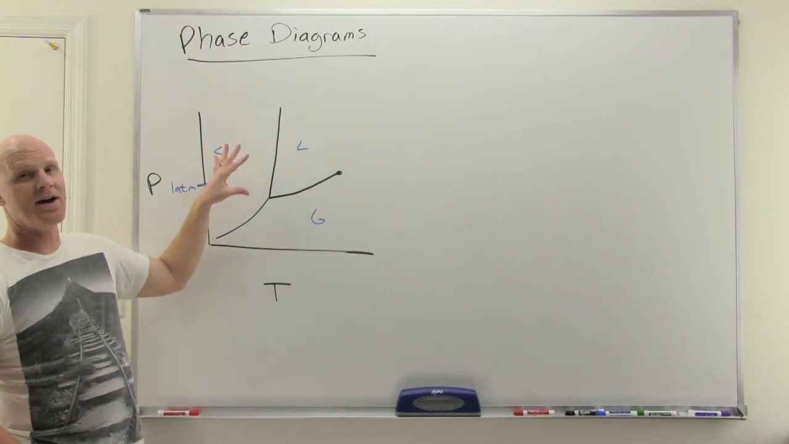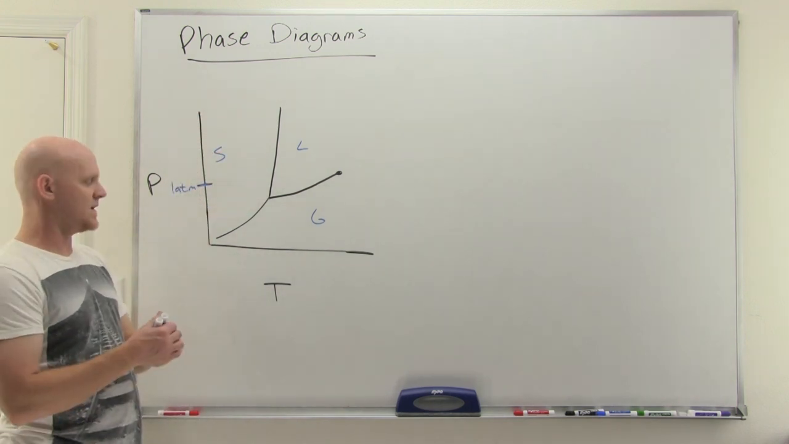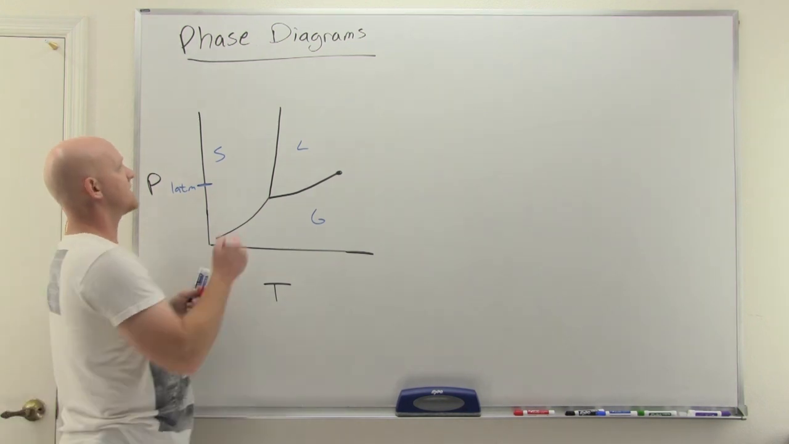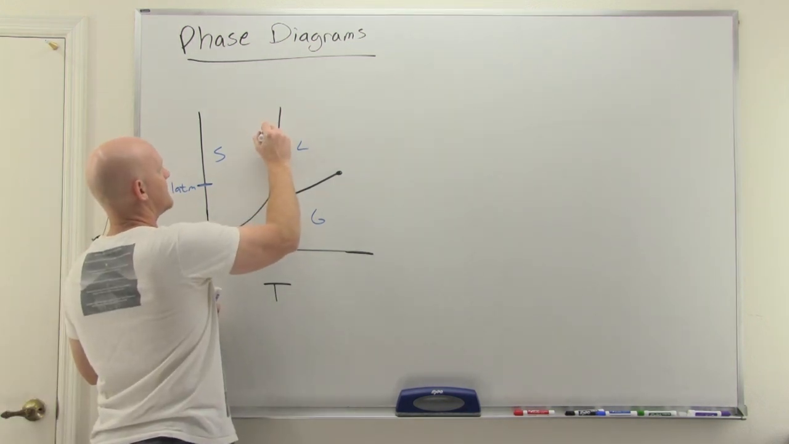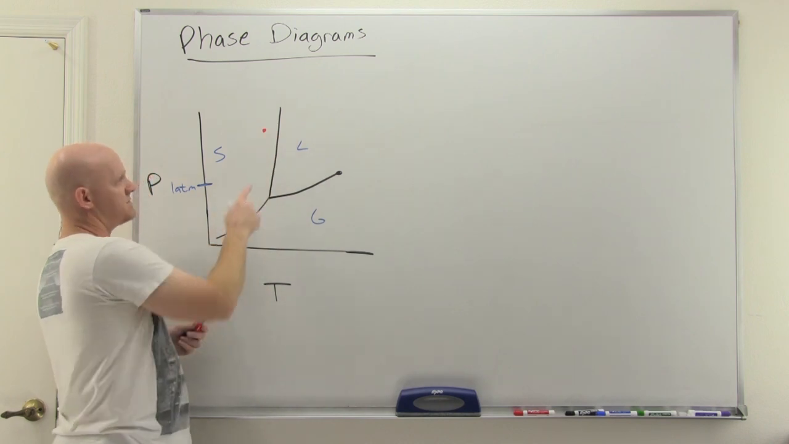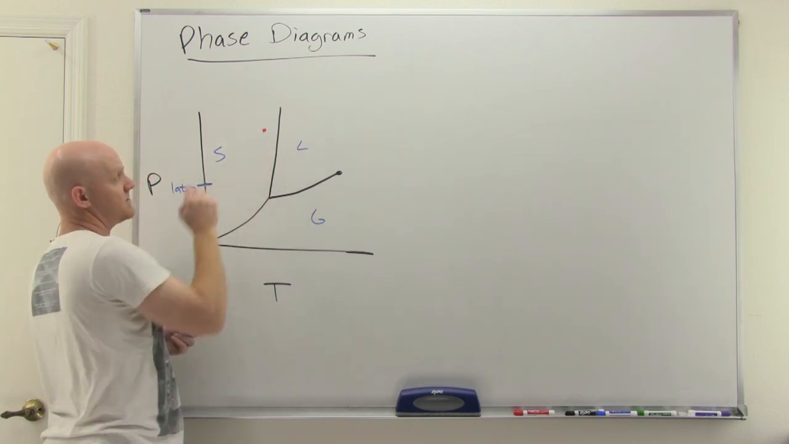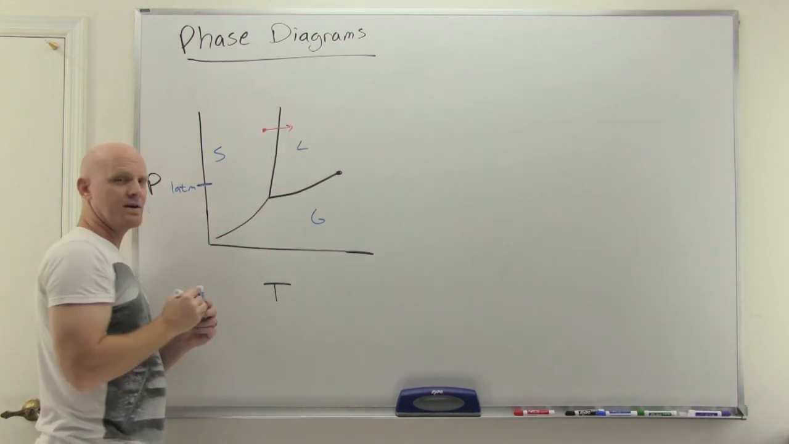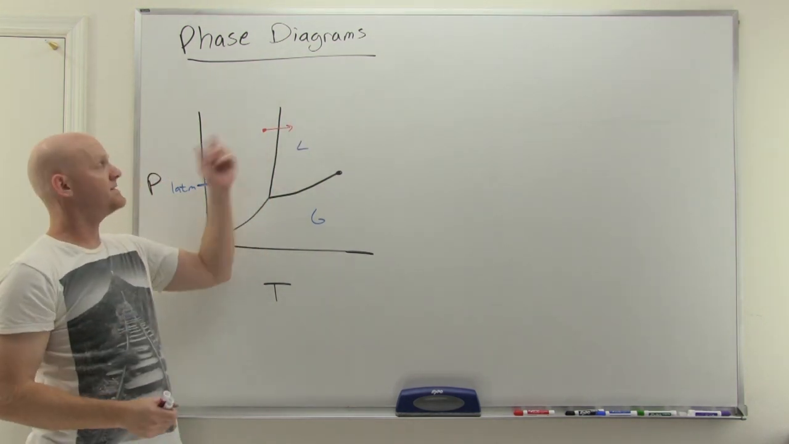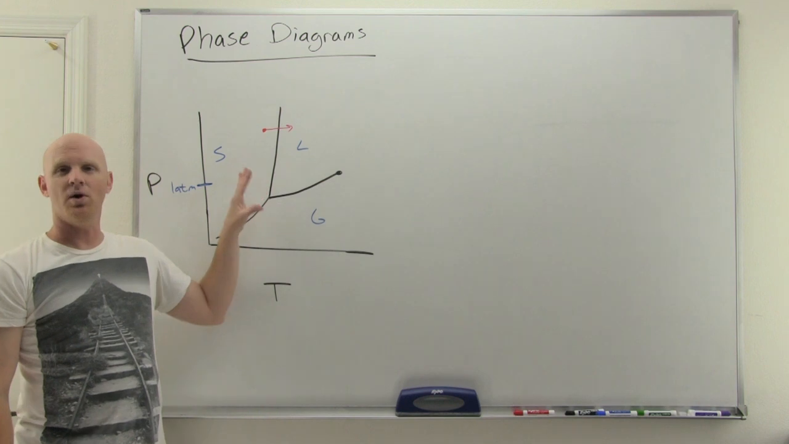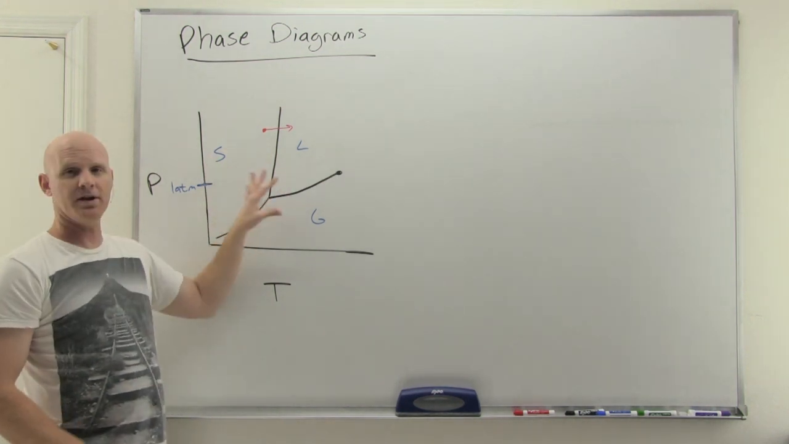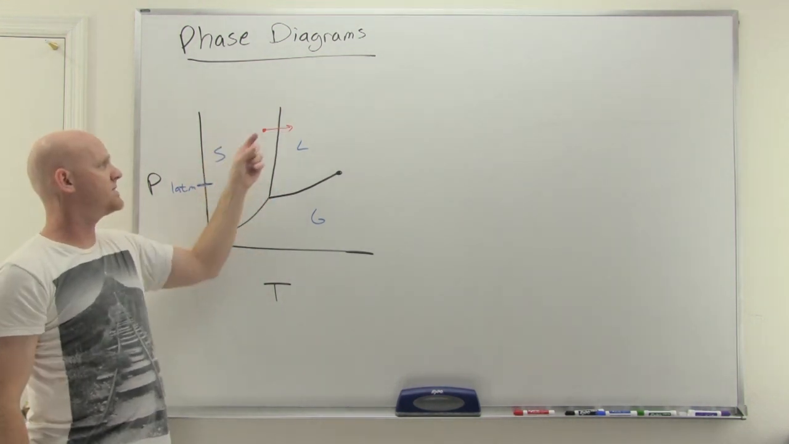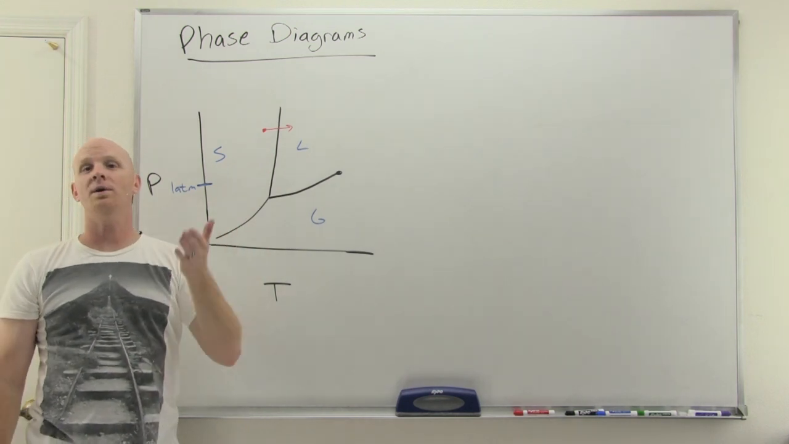Cool, you should be able to identify all your different phase changes as well. So if I tell you I've got a substance right here at that particular pressure and temperature, you'd know it was a solid. But if it crossed the line right here and I drew an arrow and said, hey, identify the phase change, you should know all 6 of your phase changes and what they would look like on this kind of diagram. That arrow right there from solid to liquid would be called melting or fusion.